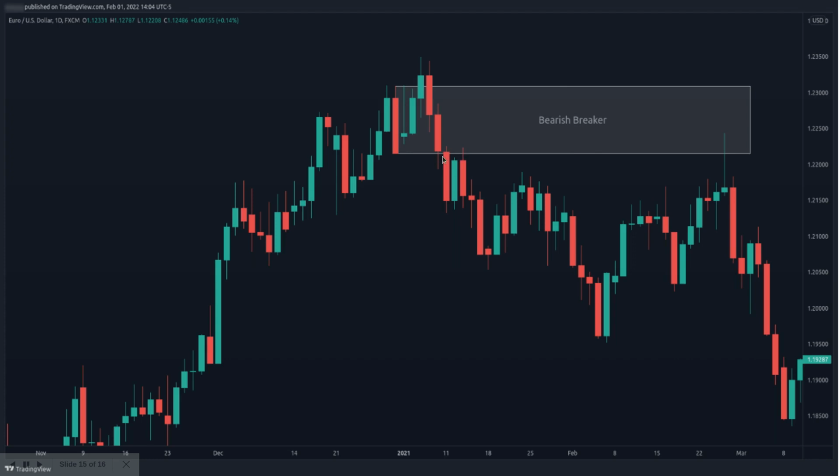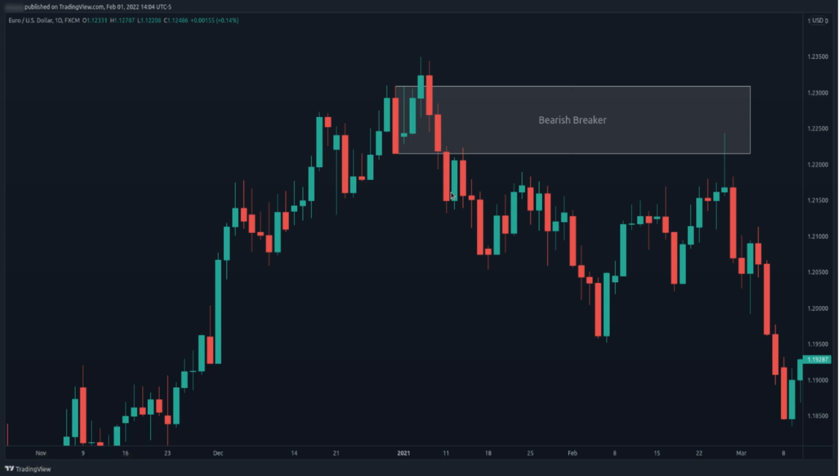Look at the sensitivity when price tries to return to it here. And then there's another instance here, when price returns to the breaker right here, it's rejected. So when the breaker forms, it's some kind of reversal that is taking place.